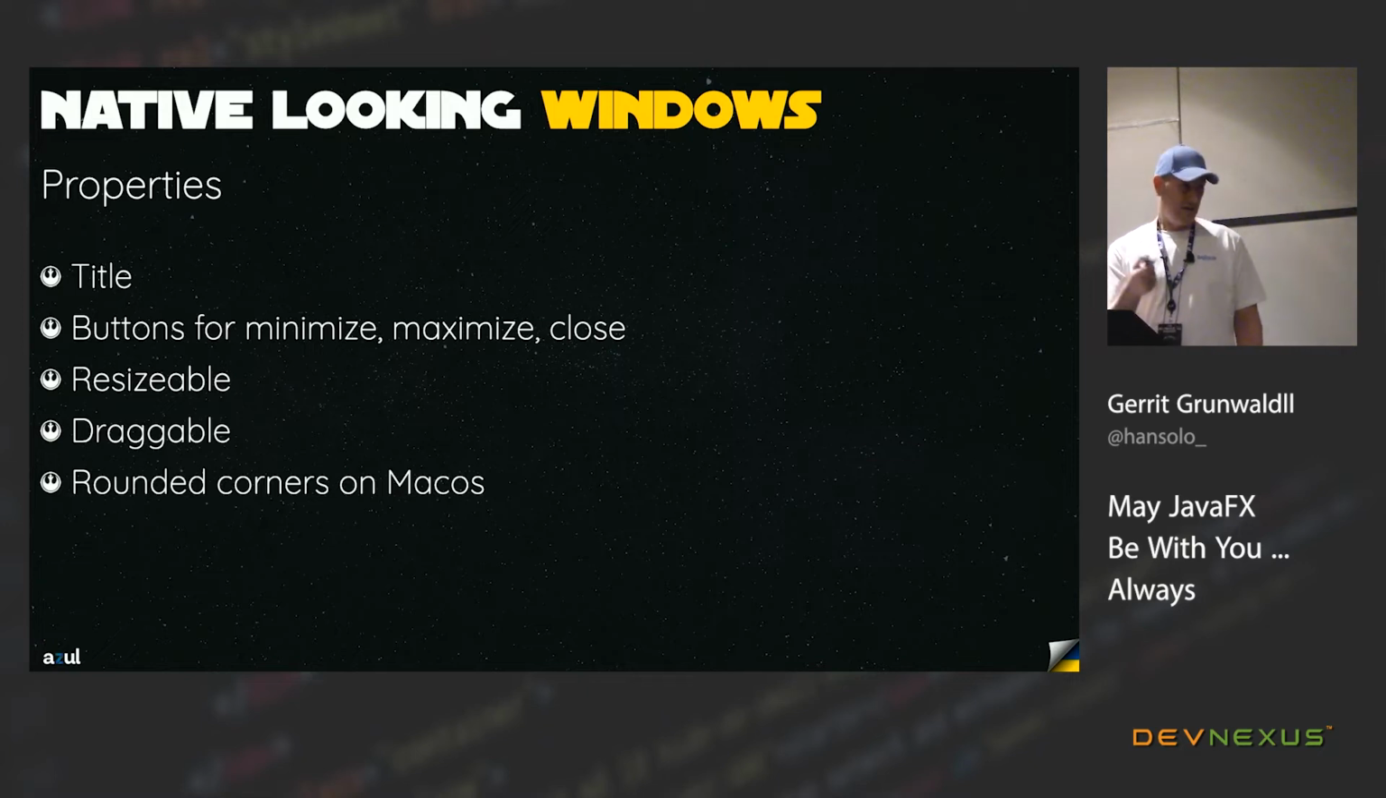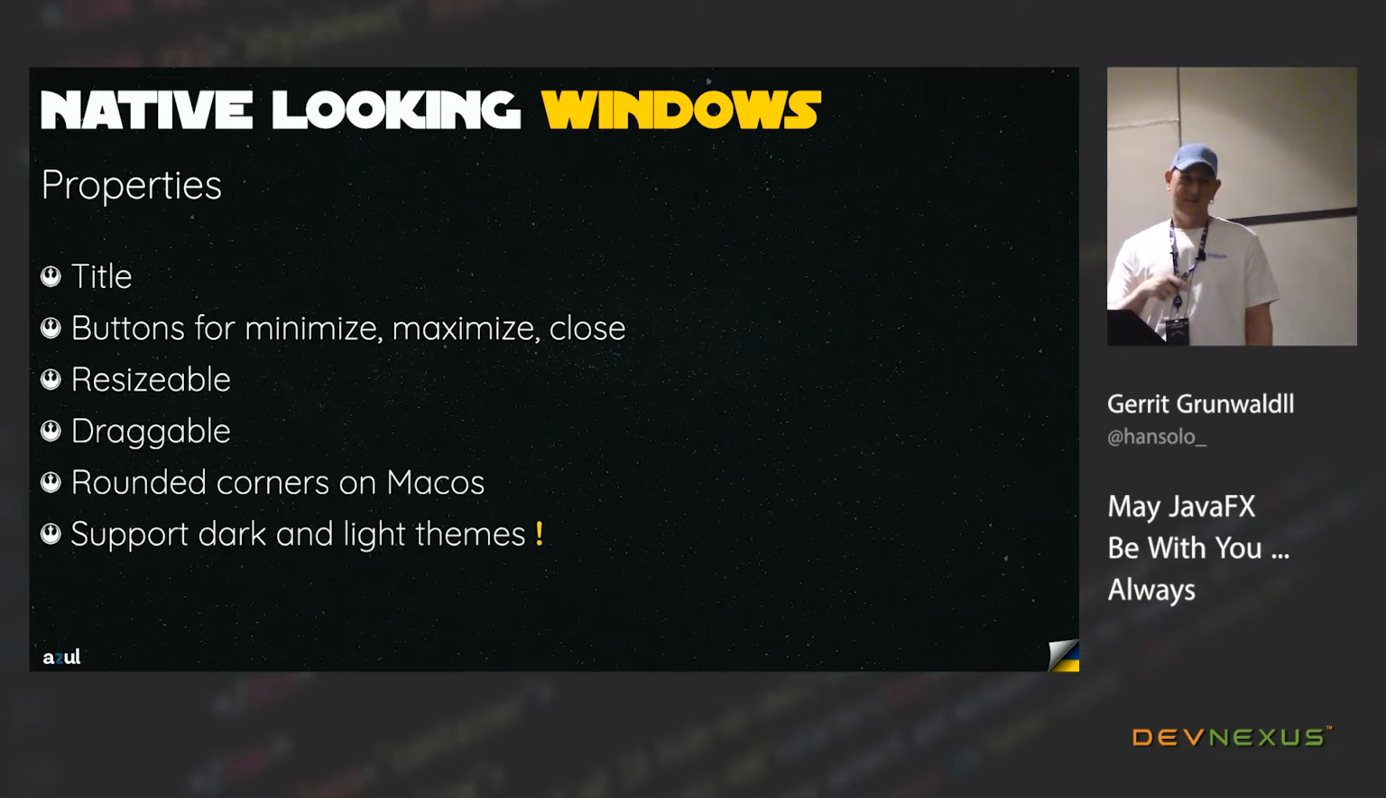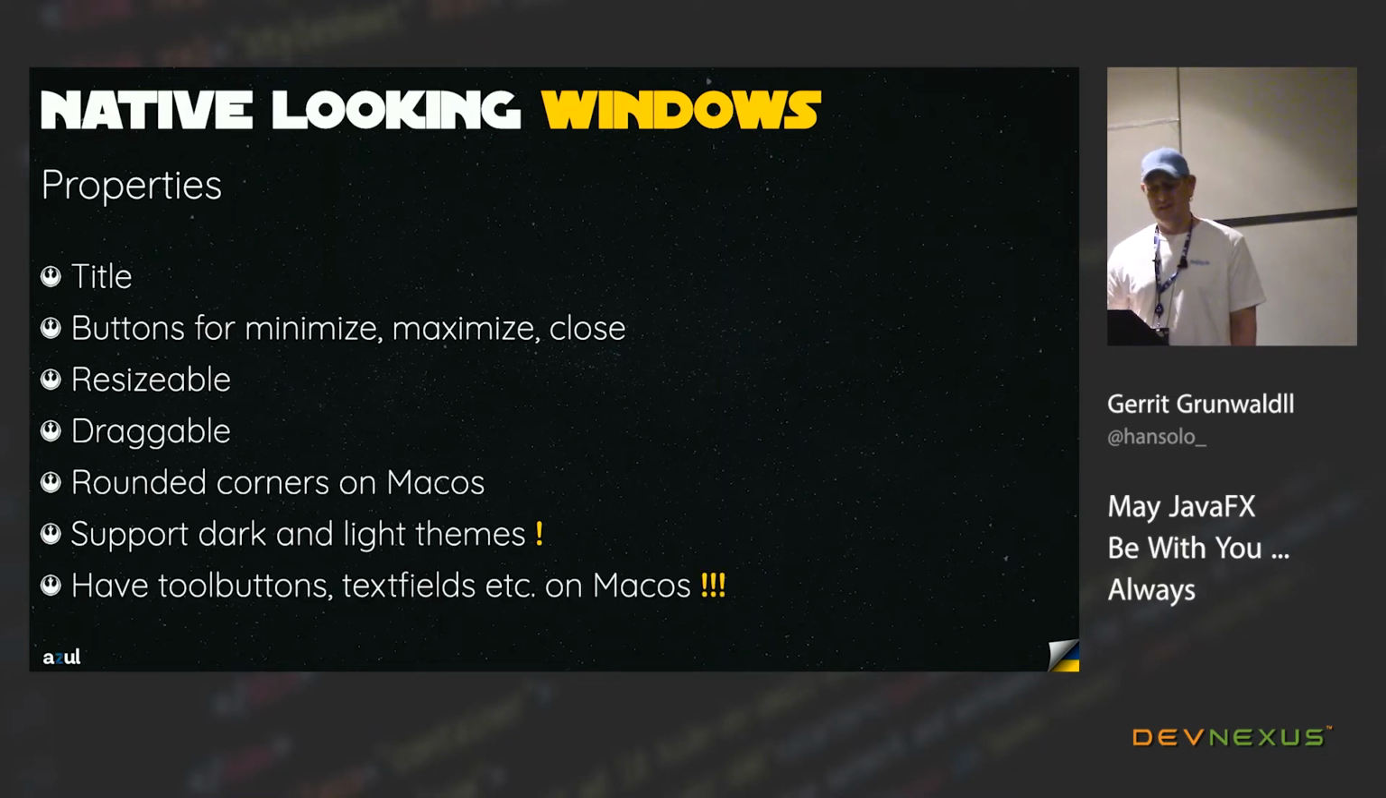And on Mac, they have rounded corners. This is the first thing, which is different from, for example, Windows, where you have just square corners. They support dark and light themes, which is also not always usual to have. For example, on Linux, you can also set it in some distributions, not in everyone. And they have tool buttons and text fields in the window header. This is also a little bit special.